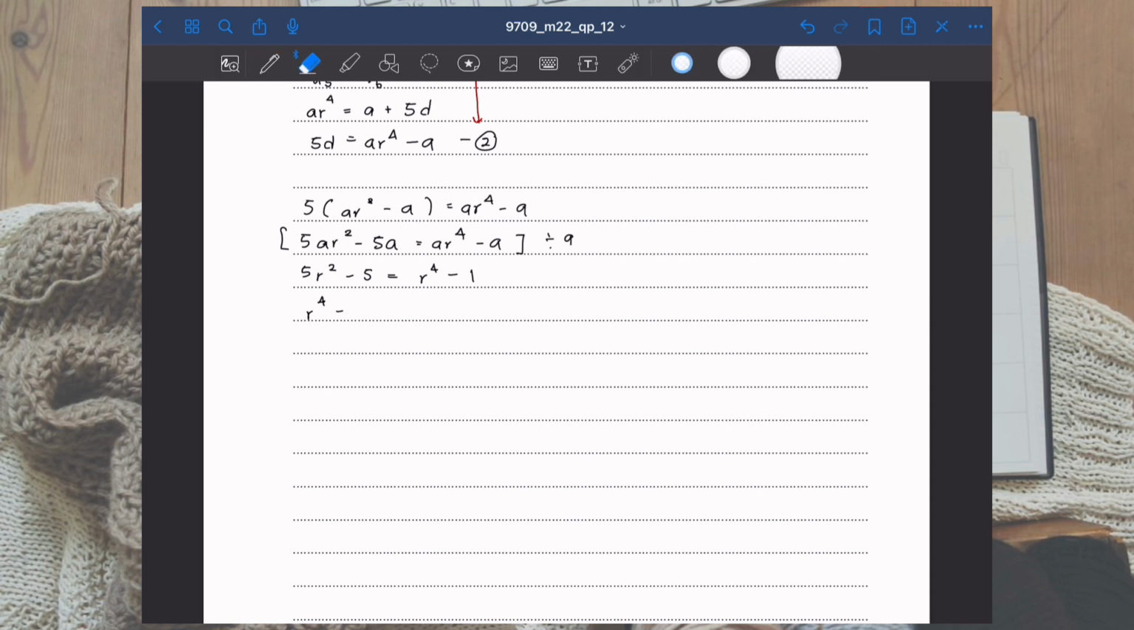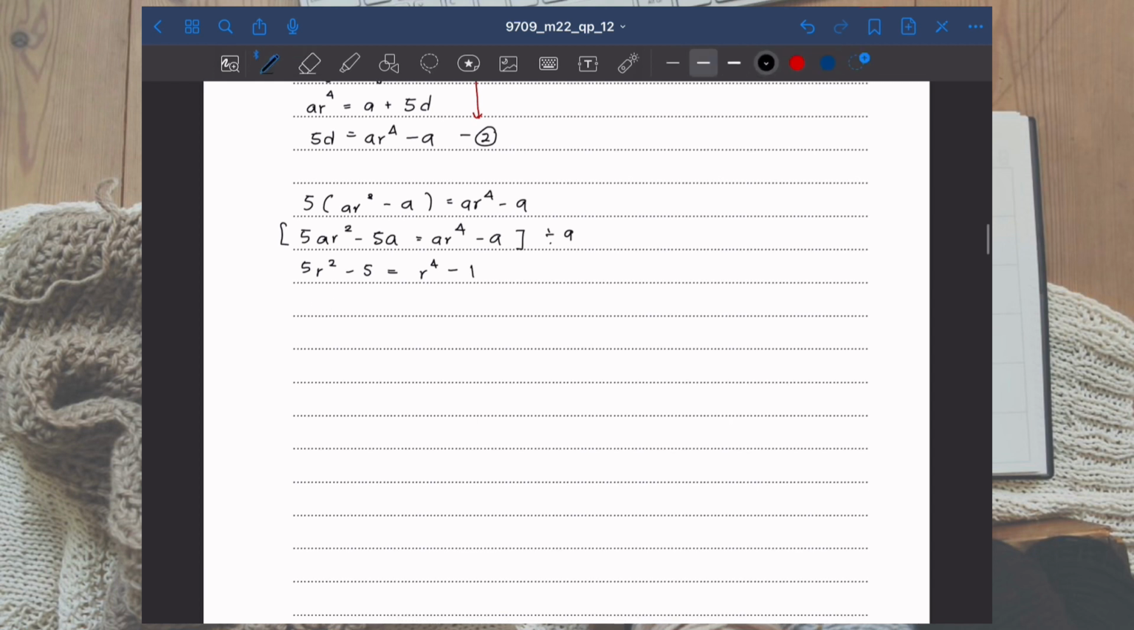So arranging it, we get r to the power 4 minus 5r squared minus 1 plus 5. Move the 5r squared and the 5 to this side of the equation. So r to the power 4 minus 5r squared minus 1 plus 5 equals 0. So simplify it: r to the power 4 minus 5r squared plus 4 equals 0.